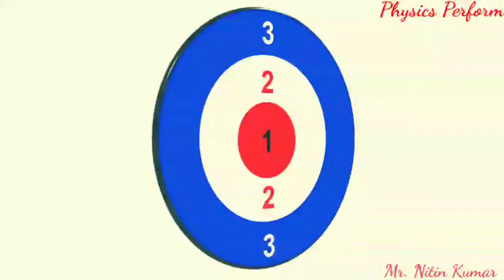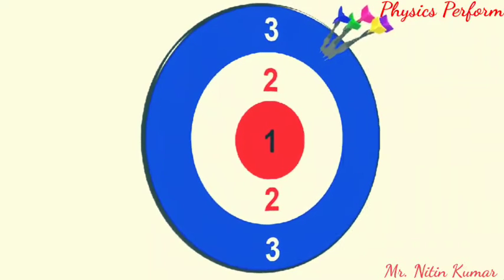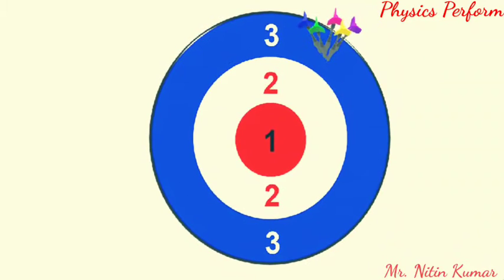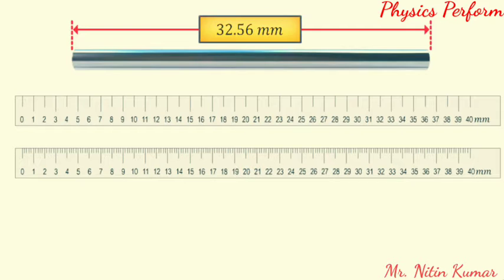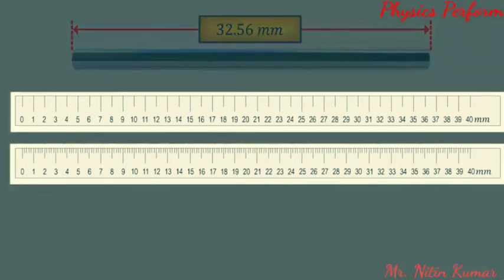Precision is the degree of resolution of a measured value when the same quantity is measured with different devices. If all 5 darts land at the same point, then the throws are said to be precise. Take, for example, an object whose absolute length is 32.56 mm, measured using two different instruments.